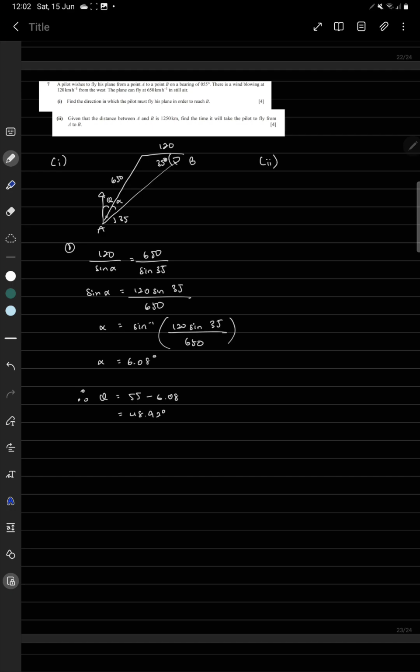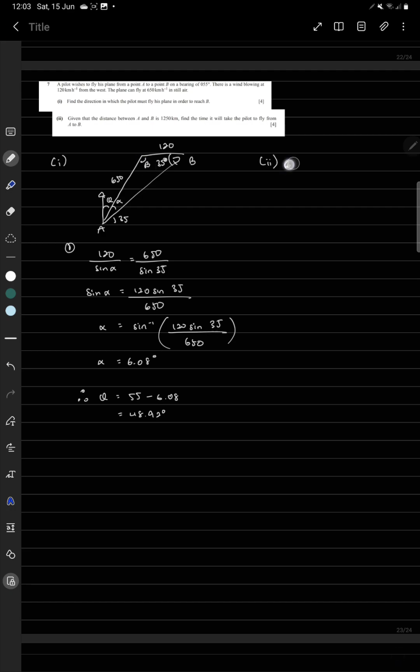Now the good thing here is that you are given the speed of the plane in still air, and then the wind speed from the west. Okay, but what you're missing right now is the velocity or speed that goes directly from point A to point B. So what you need to do now is find that velocity first, then you can apply the speed formula. Okay, so in order to do that, we would have to find the angle of this. Let's call this beta, right?